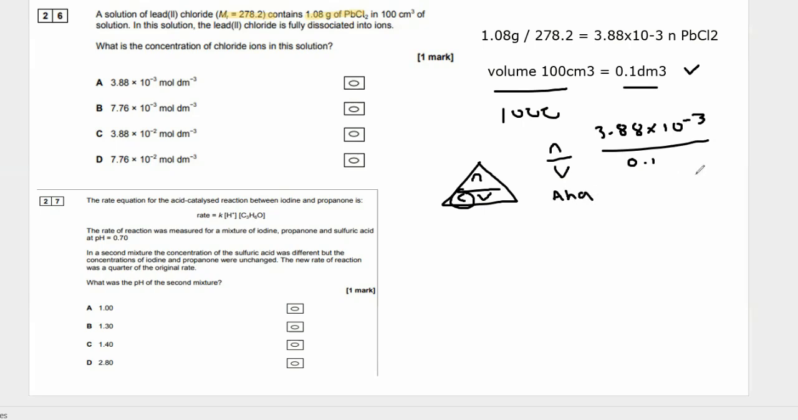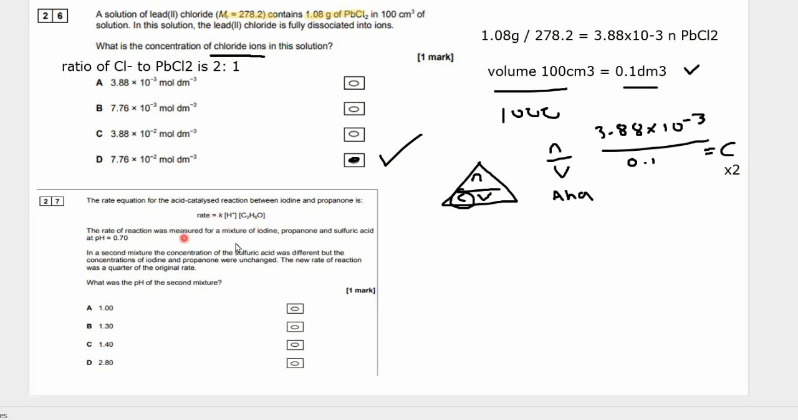However, remember there's a ratio of lead chloride to chloride ions, because each PbCl2, when it dissociates, will release 2 chloride ions. So we've actually got to times our final answer by 2, because there's going to be double the concentration of chloride ions than there is of lead chloride. So double it by 2, you're going to get 7.76 times 10 to the minus 2 mole per decimeter cubed.